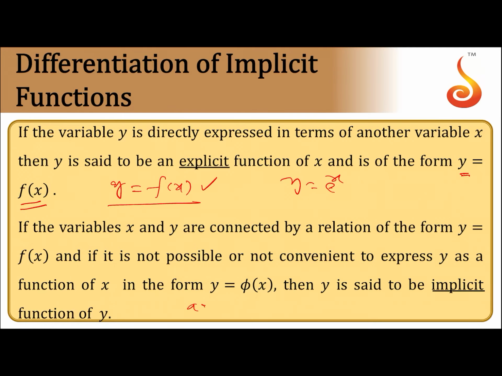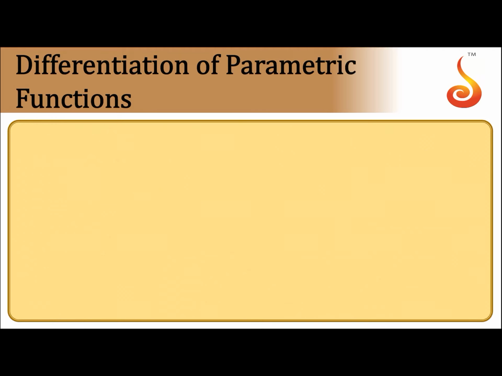Whereas when you take up a function of the form ax square plus bxy plus y square equals 7, no doubt y is a dependent variable and x is an independent variable, but from this one you may not be able to express y in terms of x explicitly. So such a function is said to be called an implicit function.